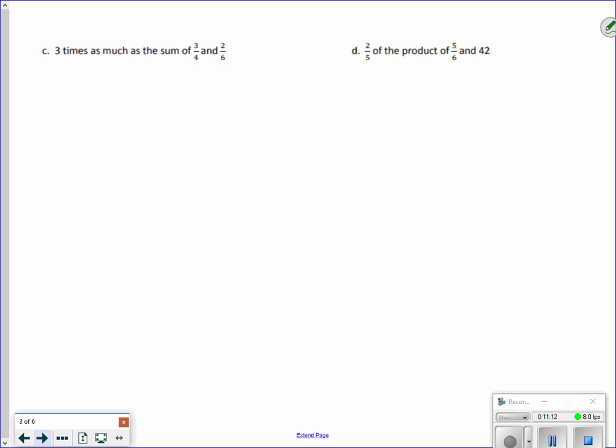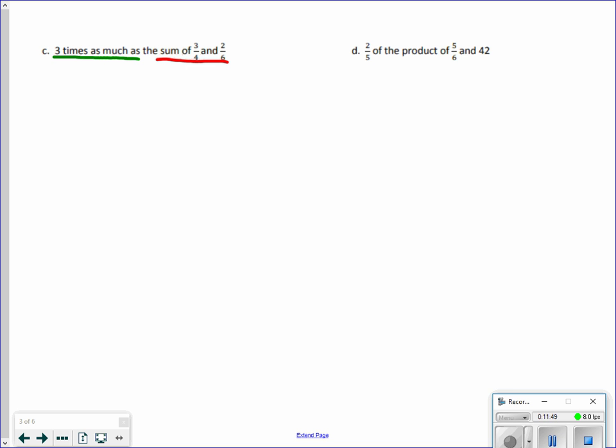Three times as much as the sum of 3/4 and 2/6. Now that's sum. Common denominator, like you didn't just finish doing it. 3 times as much as the sum of 3/4 and 2/6. See if you can write that expression and evaluate it. I'm on pins and needles to see what you write.